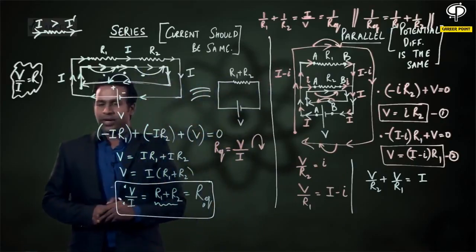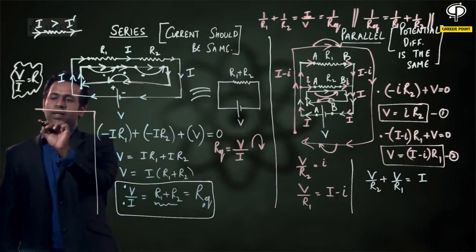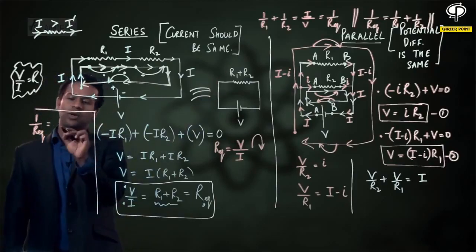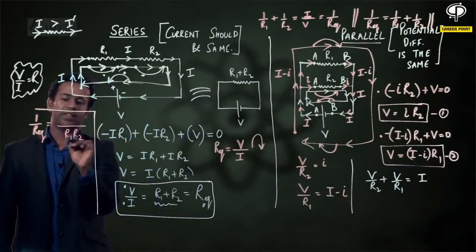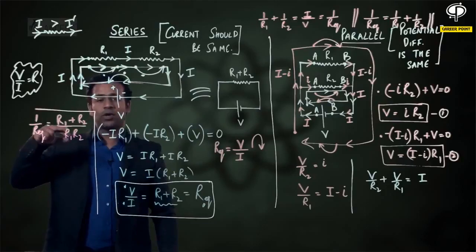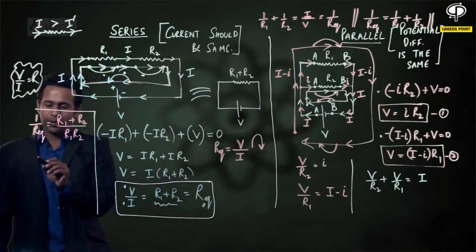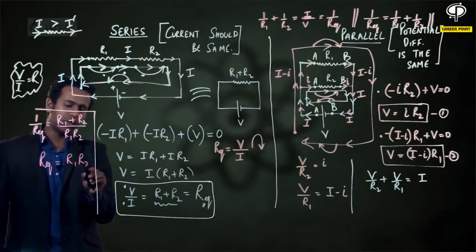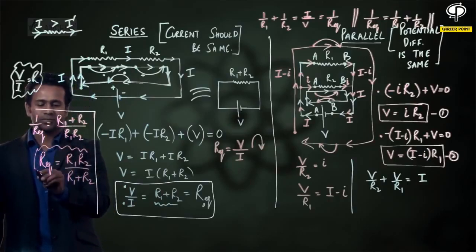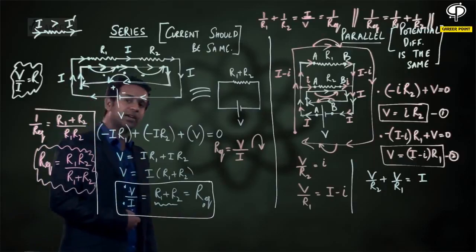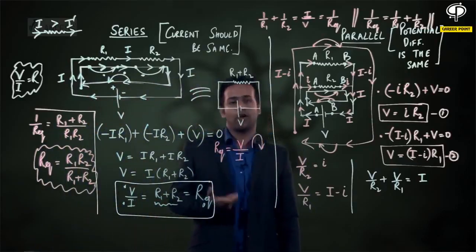If you think about it, you can rearrange that expression. We can write that 1 by R equivalent is equal to, taking LCM, you will get R1 R2 in the denominator, and in the numerator it will be R1 plus R2. If you flip the terms on both sides, you get the expression that R equivalent is equal to R1 R2 upon R1 plus R2. So this is another way to remember the equivalent resistance in case of parallel resistance.